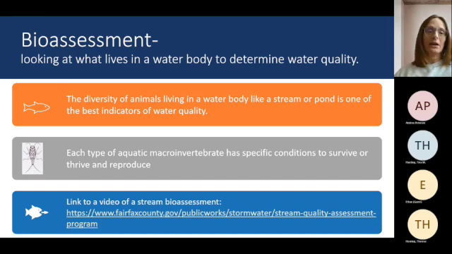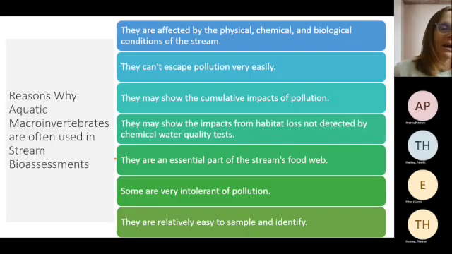All right, so there are several reasons why we use aquatic macroinvertebrates for stream assessments. So one, they're affected by the physical, chemical, and biological conditions of the stream. So physical, those are things like, what are the stream banks like? Is the water flowing, or is it stagnant, slow moving water? Chemicals, think of, is there enough dissolved oxygen? Are there pollutants? What's the pH like? Those are chemical parameters. And then biological conditions. What kind of predators, or is there enough food for the macroinvertebrates?